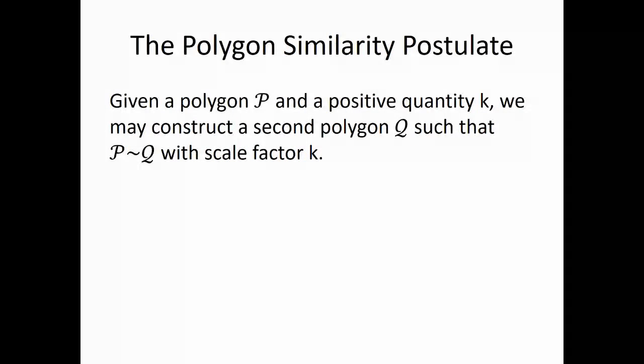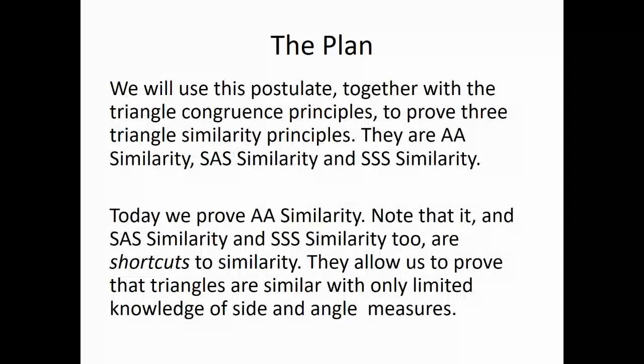So let us say that we're given a polygon that we'll call P and a positive quantity K. That will be the scale factor, of course. We may construct a second polygon Q such that P and Q are similar with the scale factor K. Okay, that is, for any given polygon and some scale factor K, there is a second polygon that is similar to it, where the scale factor from the first to the second is that K.